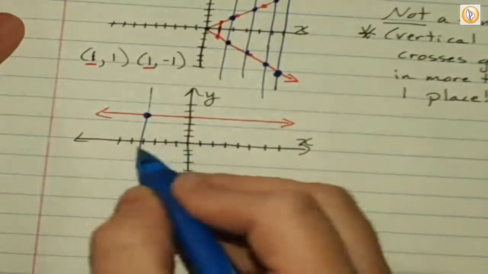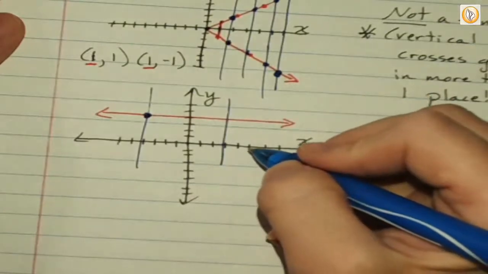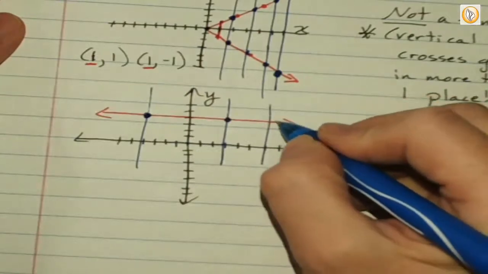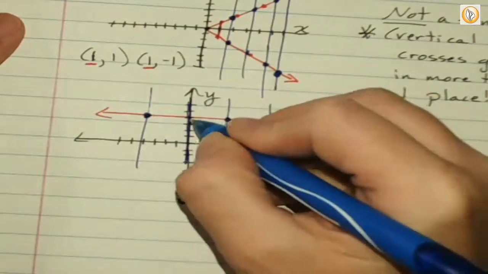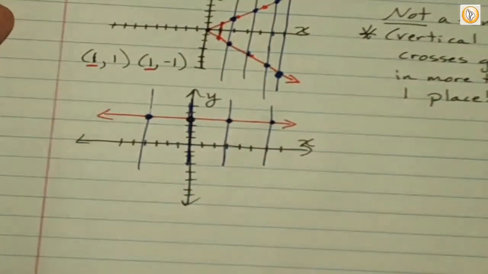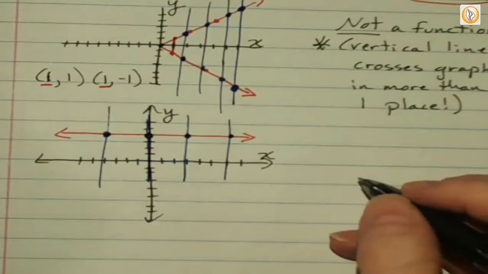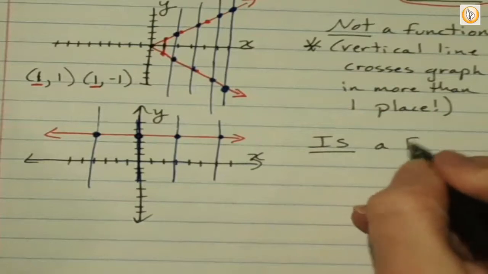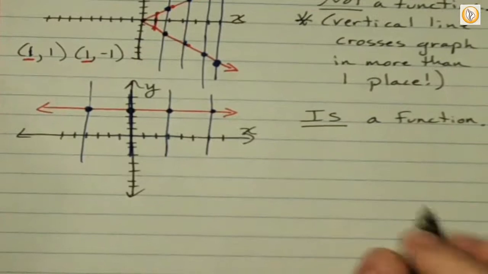This is the Cartesian plane. It does not count. How about if I do it over here, Emily? How about right here? How about right here? That's right. So is this a function? If it can only cross one time, then it is a function.